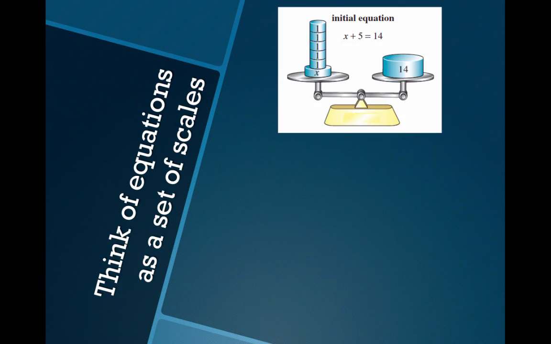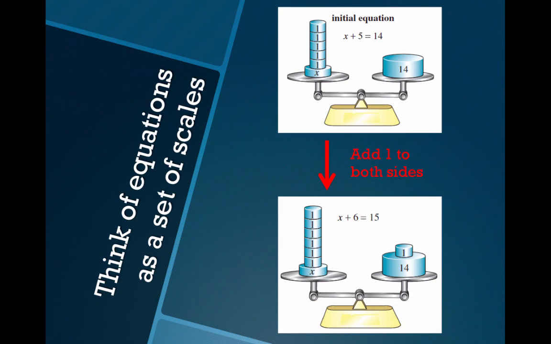Let's try an example. So our initial equation is x plus 5 equals 14. Now remember that the value of the pronumeral x does not change, and I'm sure you've already worked out that the value of this pronumeral x is 9. I'll keep that in mind. Now what happens if I add 1 to both sides? I have to add 1 to both sides, otherwise my equation will not be balanced. What do you get now? Yes, we get x plus 6 equals 15.